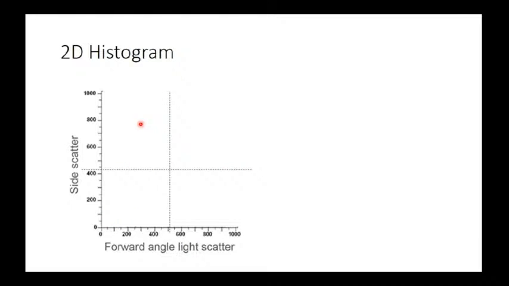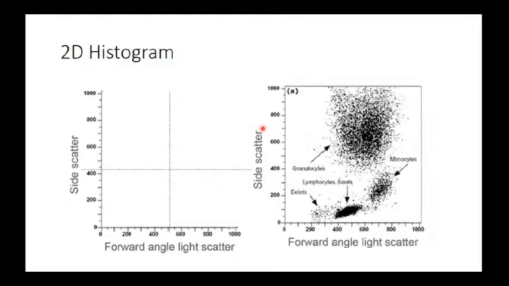So if the cell appears, for example, in this quadrant, it means that the cell is small and simple. If the cell appears here, it means that the cell is small but complex. Here, it means that the cell is big and complex, and here, it means that the cell is big but simple. I will give you a very good example of this, an example about the analysis of a sample of white blood cells.